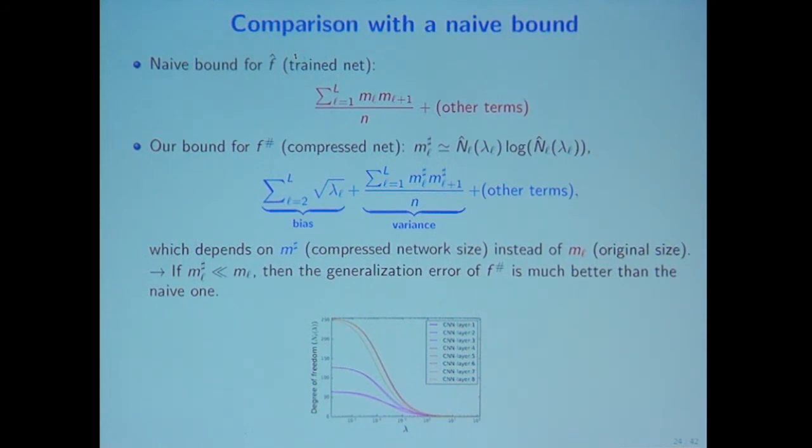Letting lambda L be zero, the generalization error of f hat is bounded by this. This is just the number of parameters divided by the sample size, and it can be easily derived by classical methods. As for the generalization error bound for f sharp, we obtain this upper bound. There is a bias and variance trade-off. By balancing it, we get a much smaller bound than this naive bound. In particular, if the degree of freedom is very small, in other words, the eigenvalue drops very rapidly, then m sharp can be very small.